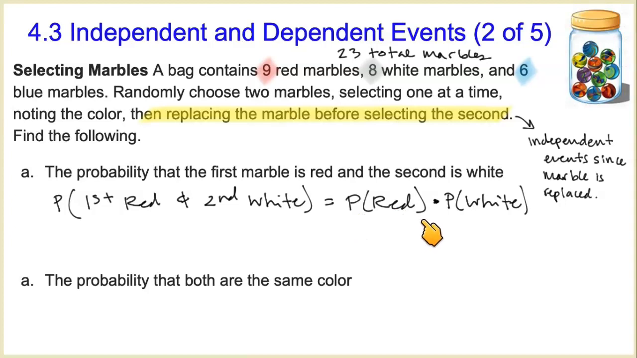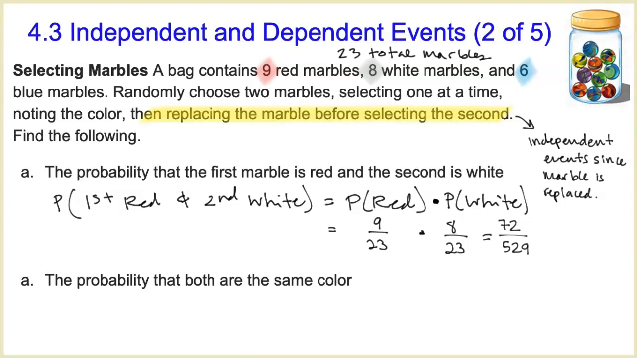So what is the probability of me getting red? To find probability is always going to remain the same: how many reds are there out of the total sample space? There are 9 reds out of the 23. And how many whites are there? There are 8 white marbles out of the 23. And when we multiply those, we have 72 out of 529ths. If you say, oh, I have a 72 out of 529 chance of getting a red first and then a white, people may have a puzzled look on their face, like, that doesn't sound very high.